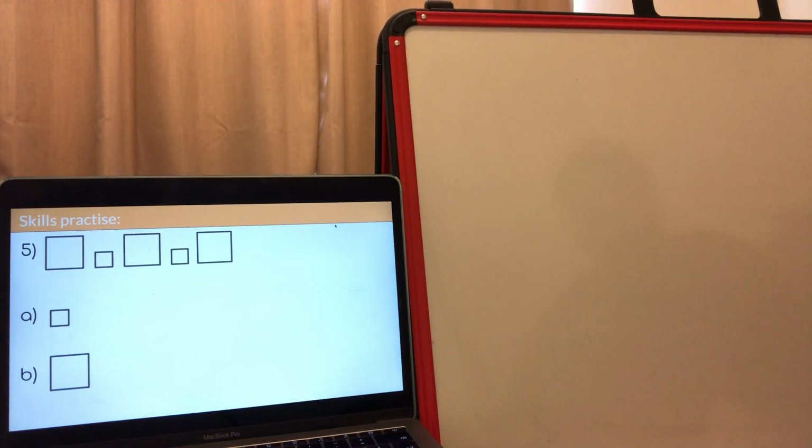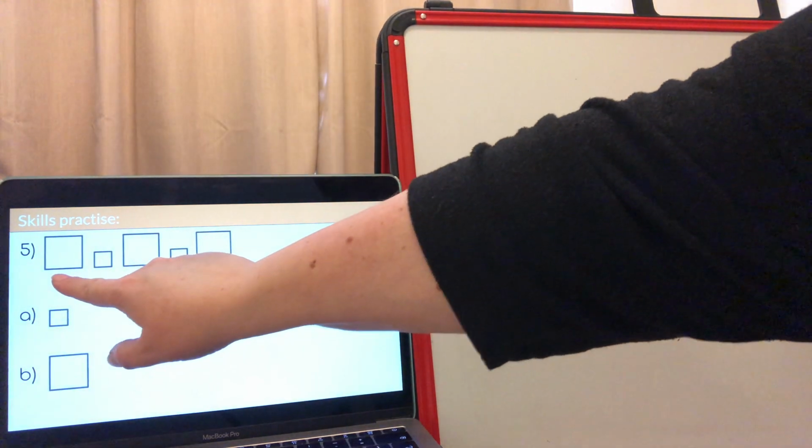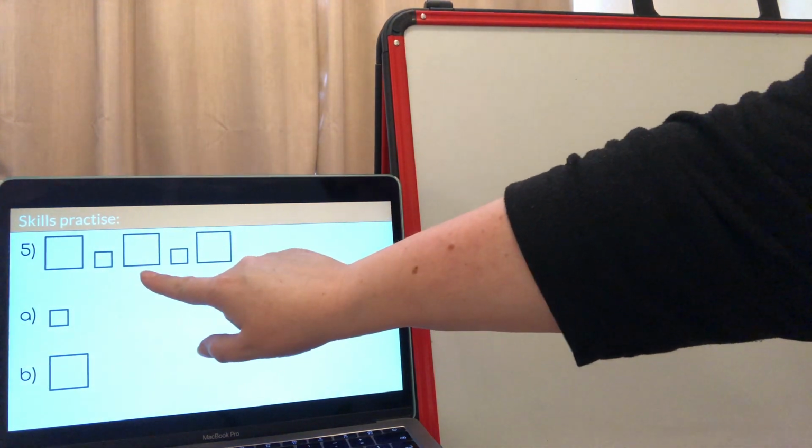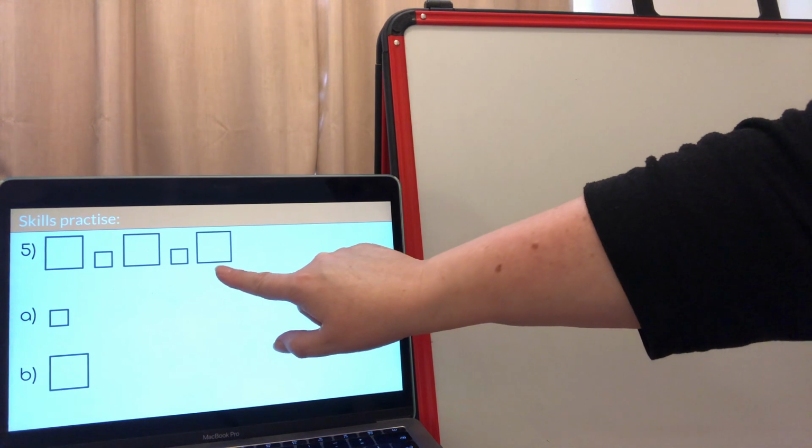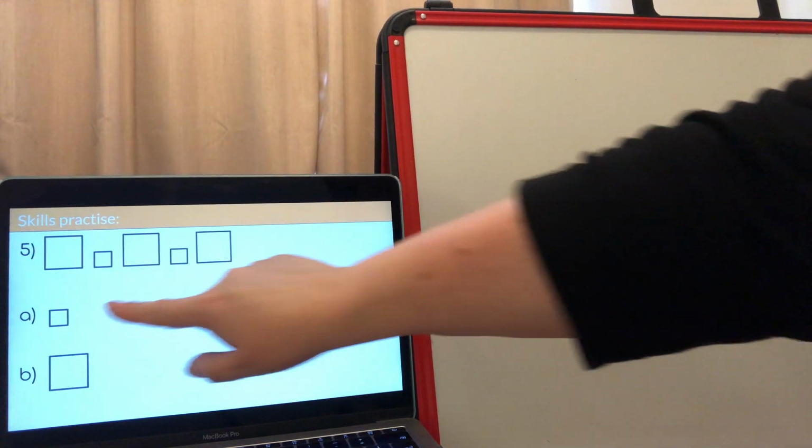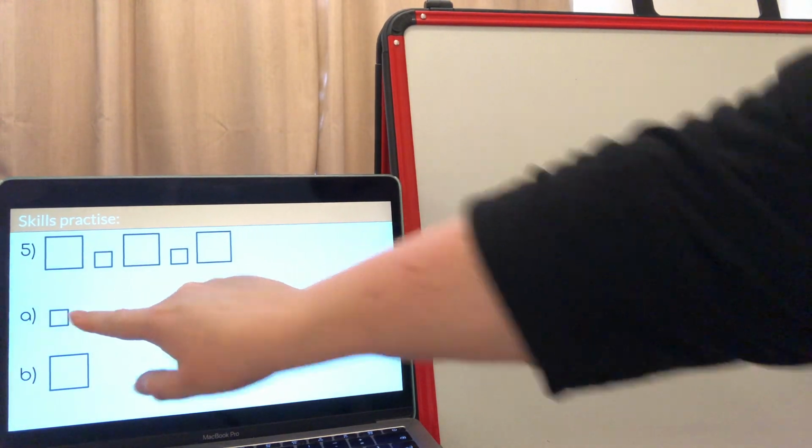Number 5. We've got different sizes of squares this time. What size square will come next? Big square, little square. Big square, little square. Big square, little square. It was A.